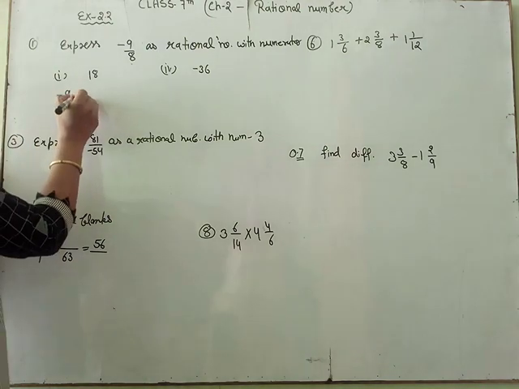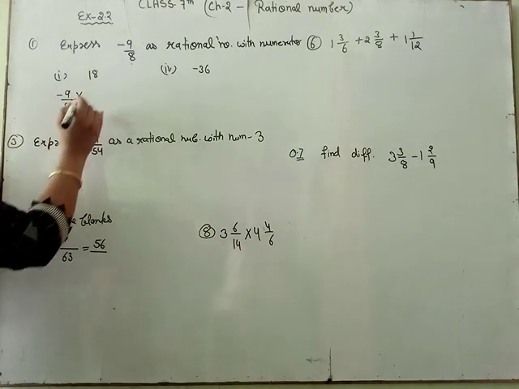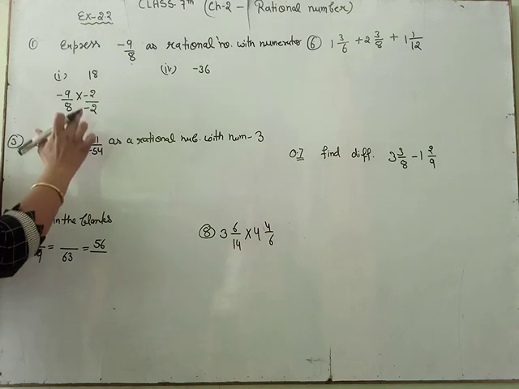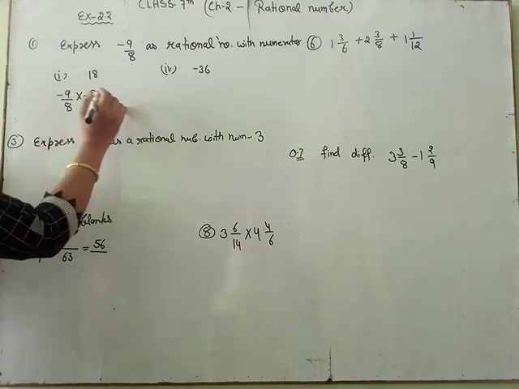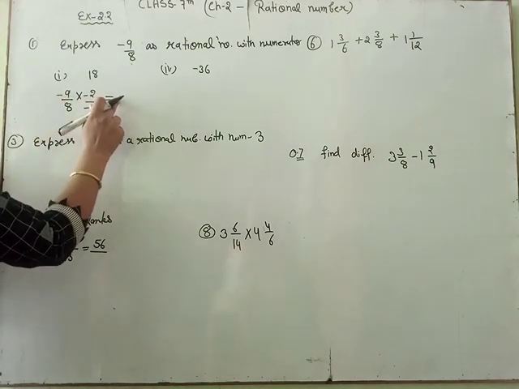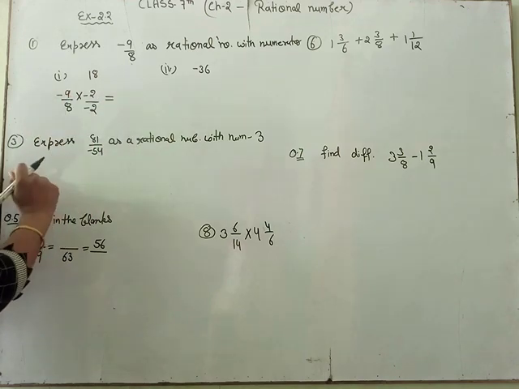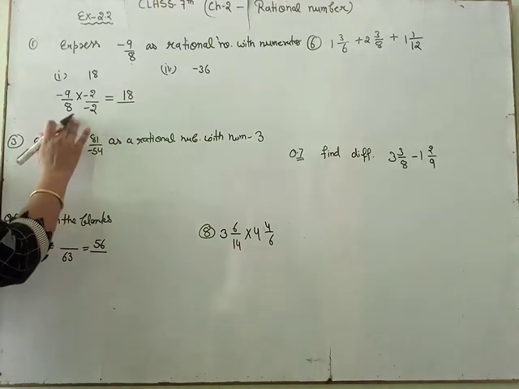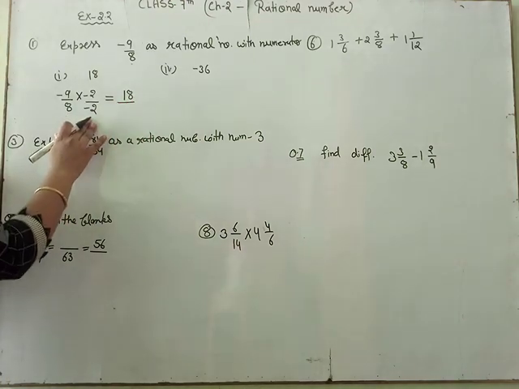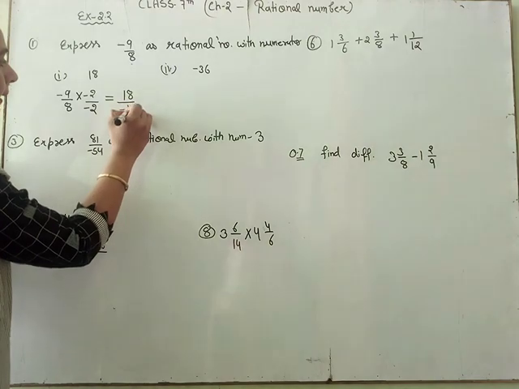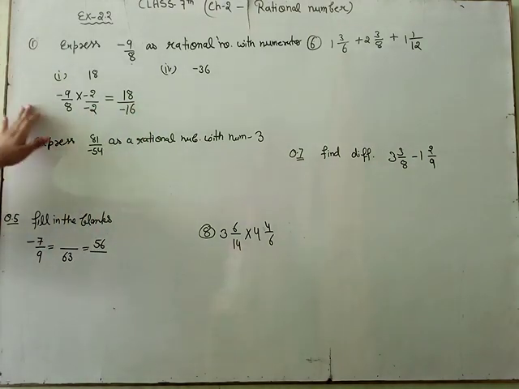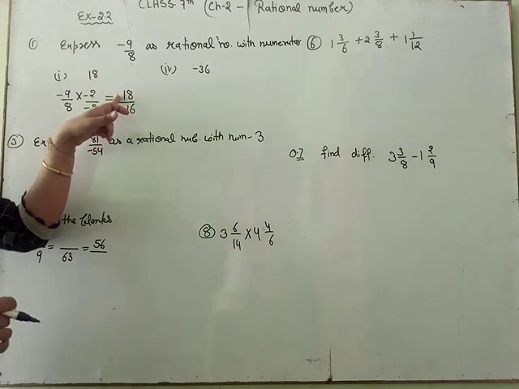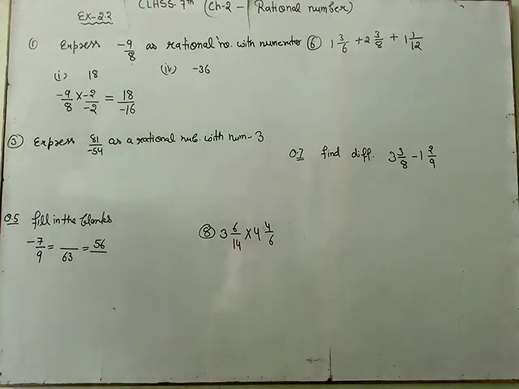If we multiply numerator and denominator by minus 2, then minus 9 times minus 2 is plus 18, and 8 times minus 2 is minus 16. This is a rational number with numerator 18 and denominator minus 16.